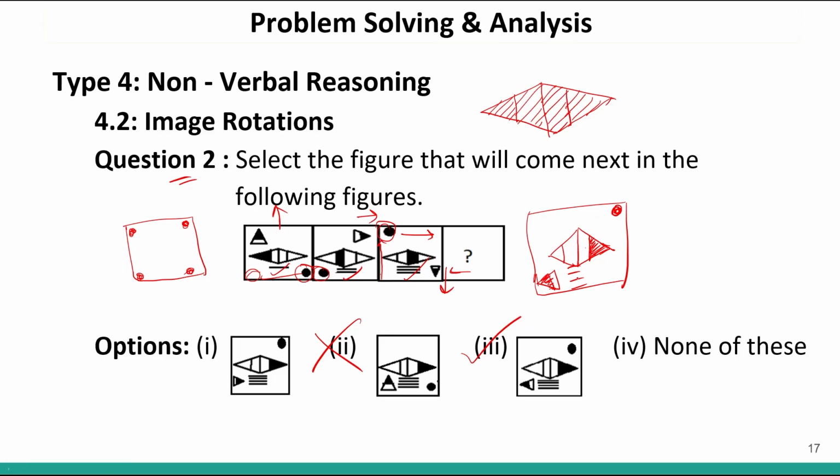So 1, 2, 3, 4. 4 elements were given to us. Based on these 4 elements, we identified the position of this element, this element, this element, and this element as well. So option number 3 will be your correct answer.